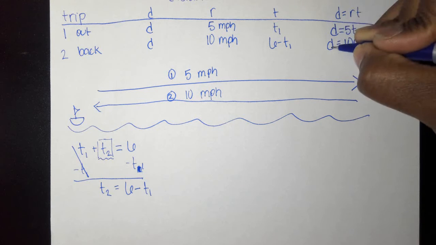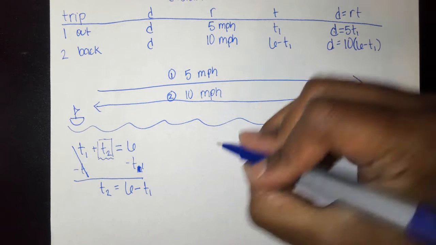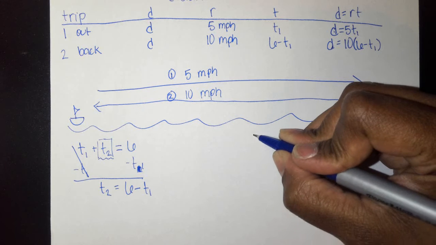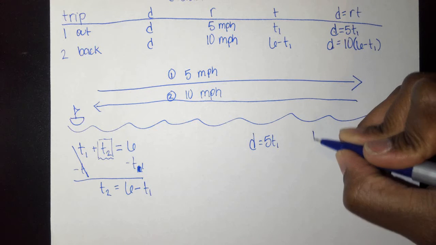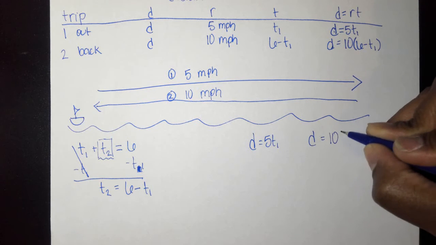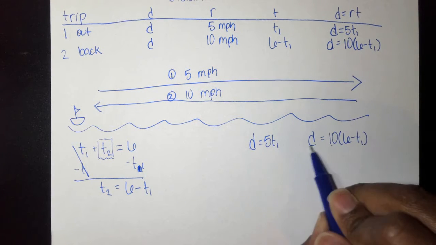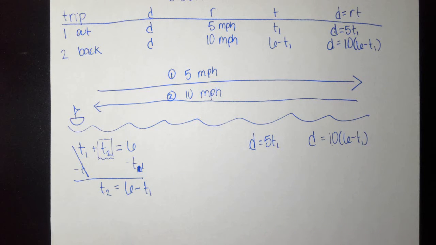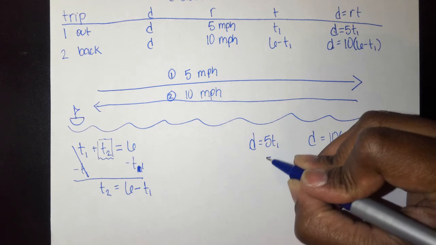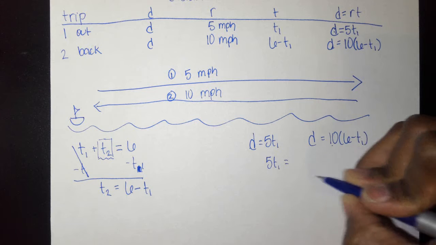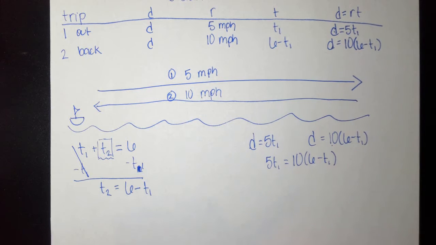Now that I've got these two equations, and I know that the distances are the same, I can set them equal to each other. So that means that I have that distance equals 5 times time 1, and I also have that distance is equal to 10 times 6 minus time 1. These two things are equal to each other because they're both just equal to that distance that Keenan traveled. So I have that 5t1 is equal to 10 times 6 minus time 1.